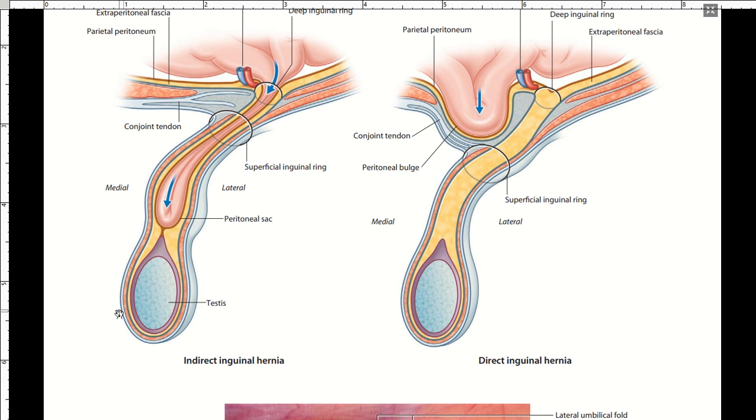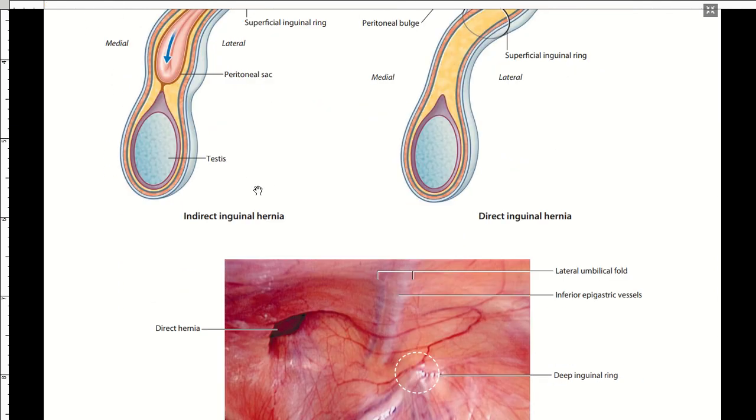Right, so let's take a look at indirect inguinal hernia. It will be lateral to the lateral umbilical fold because it enters the deep inguinal ring, and it leaves via the superficial inguinal ring. It is differentiated from femoral hernia because it is above and medial to the pubic tubercle. Femoral hernia will be below and lateral to the pubic tubercle. You remember, right?